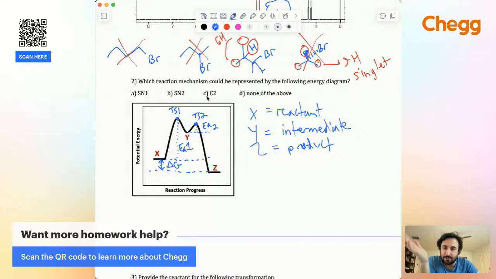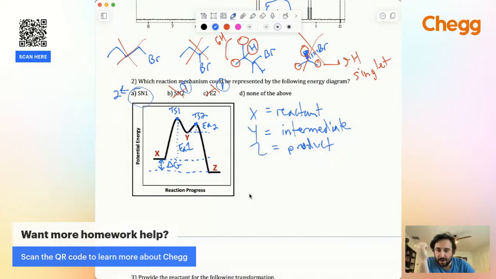So how many steps do we have for these? SN1 is 2 steps, right? But SN2 is 1 step and E2 is 1 step. So those don't work. So clearly this is going to be SN1, right?